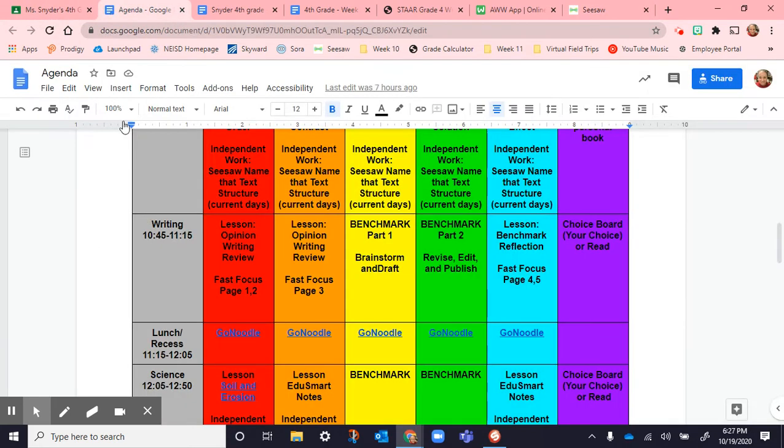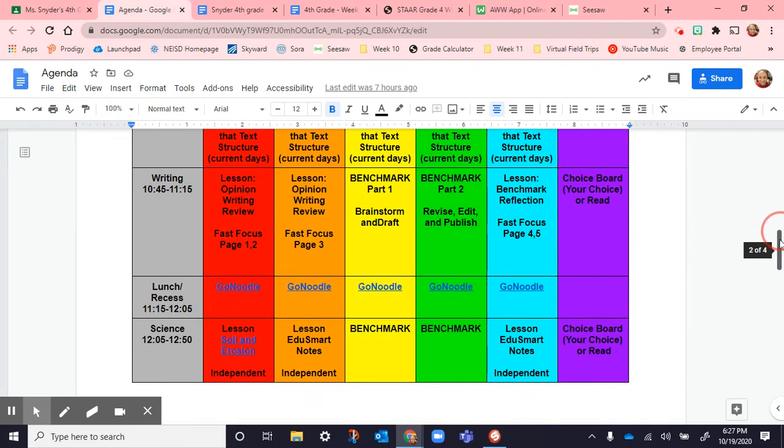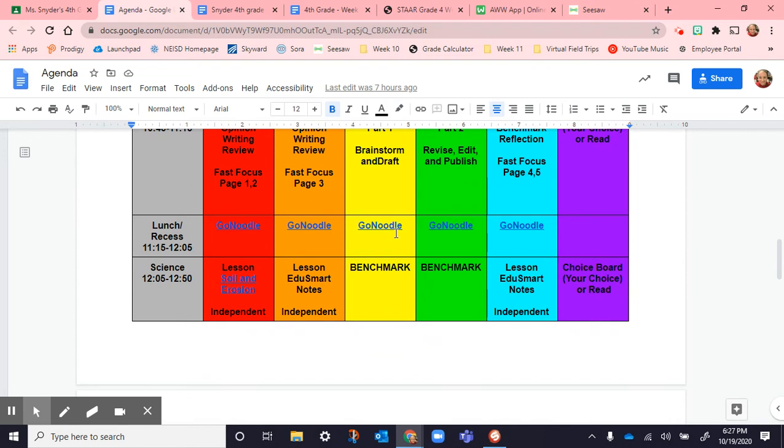And then we went to lunch and recess. There's some GoNoodle. GoNoodle is you can make a free account with it, and so I've included some links. These are indoor recess things, so they're a little bit longer than the ones that we do in our morning meeting. And so if you want to get some activity in while you're inside, these are fun to do.